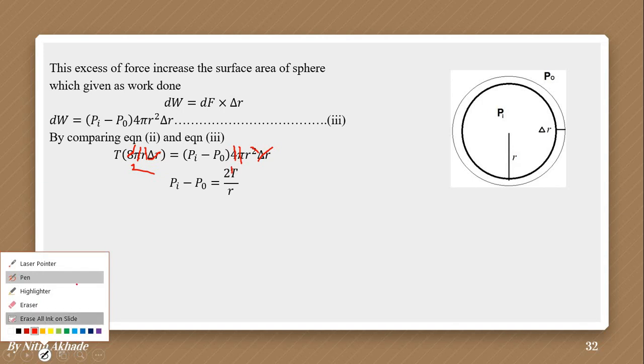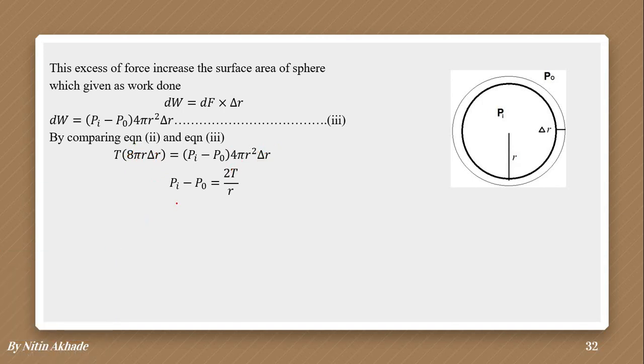where we can easily write the excess pressure. The excess pressure of a bubble is equal to twice of T, where T is the surface tension, upon small r. Small r is the initial radius of the sphere. This equation is called the Laplace law for a spherical membrane or for a drop. Consider that this equation is valid only for a spherical membrane or a drop.